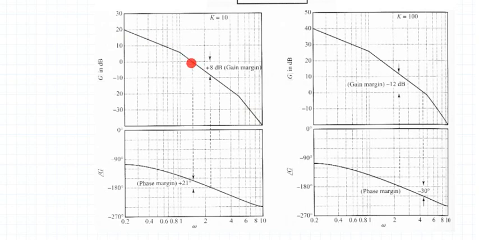And what is phase crossover frequency? Wherever your phase plot crosses 180 degrees, you could see here it is crossing at this particular point. So this particular point becomes the phase crossover frequency, right? This is your phase plot. So where your phase crosses 180 degree, this point becomes the phase crossover frequency. This point is your gain crossover frequency. This point is your phase crossover frequency.